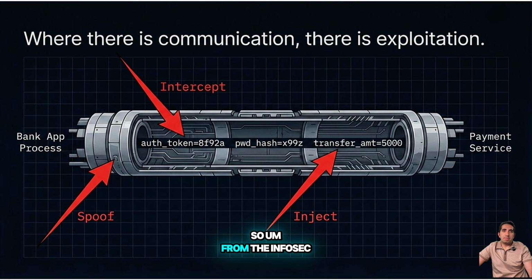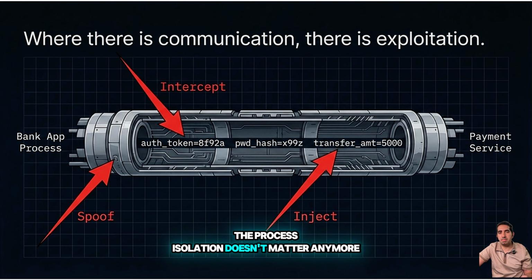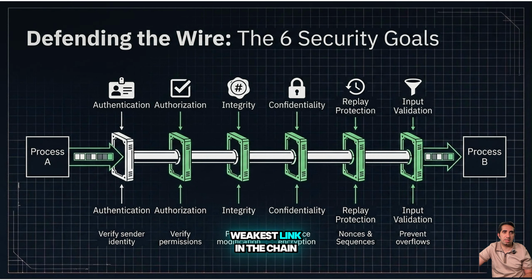From the InfoSec perspective, IPC is a massive attack surface because it's where high-value data travels. I mean OAuth tokens, password hashes, payment amounts. If a hacker can spoof a sender, intercept the wire, or inject a payload into the data stream, the process isolation doesn't matter anymore. The wire is often the weakest link in the chain.